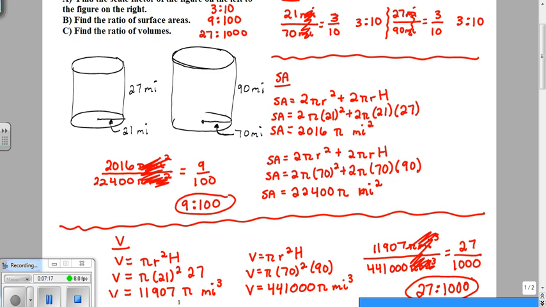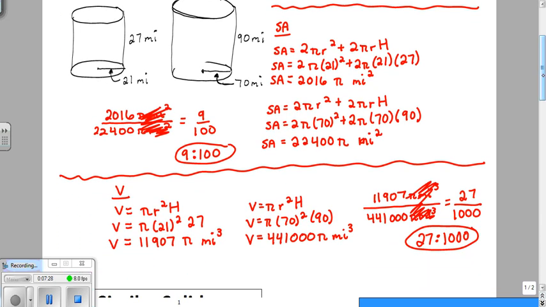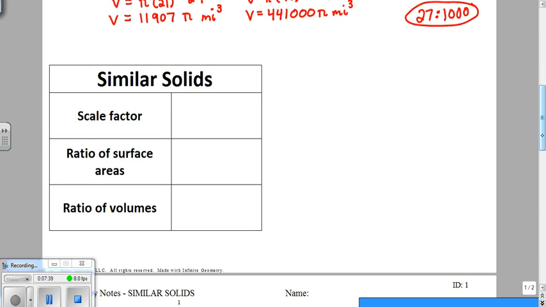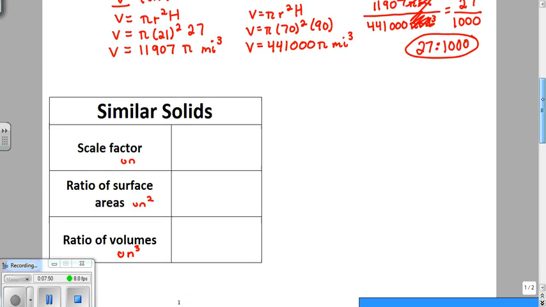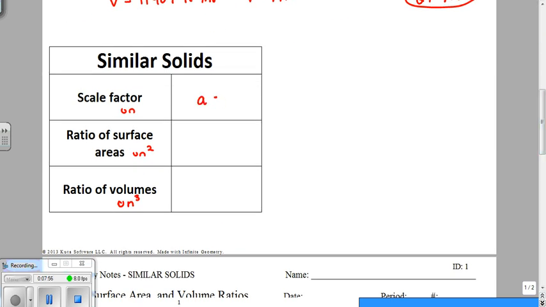Let's just go back and be very clear that for our scale factor, we were dealing with units. For our surface area, we were dealing with units squared. For our volume, we were dealing with units cubed. So once again, our ratio for our scale factor, we're just going to plug in A to B.